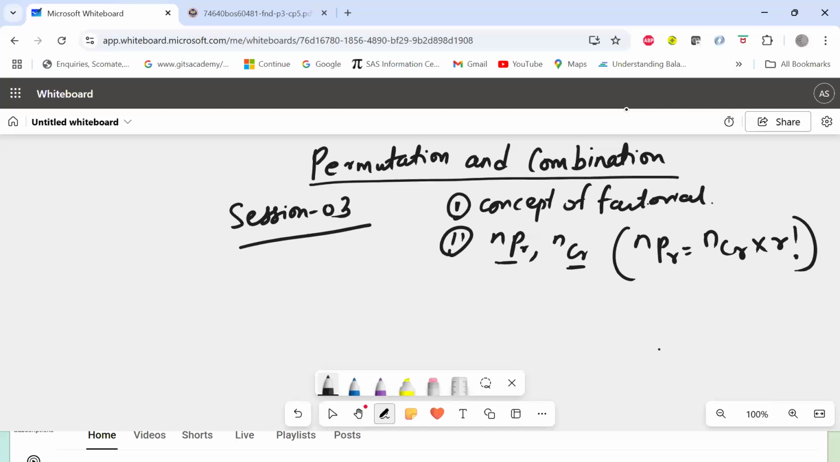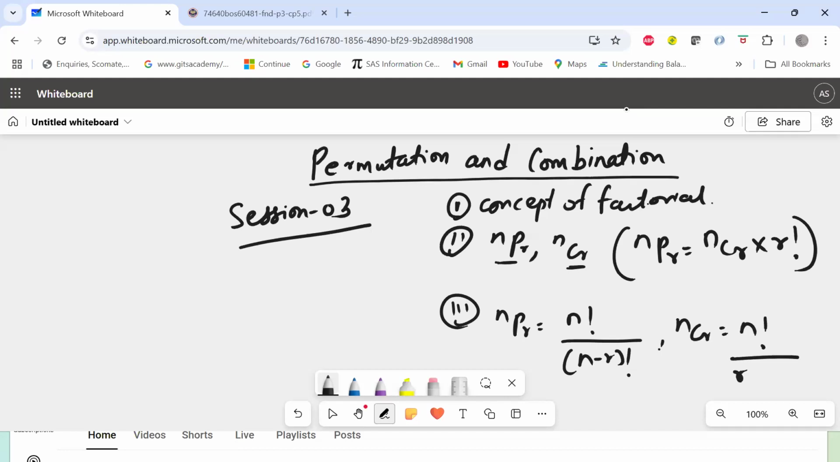So we have discussed the concept of factorial, and the formulas of nPr and nCr. The nPr formula is n factorial by (n minus r) factorial. This is the formula of nPr, while the nCr formula is n factorial by r factorial into (n minus r) factorial. So these formulas we have discussed in the class, right?